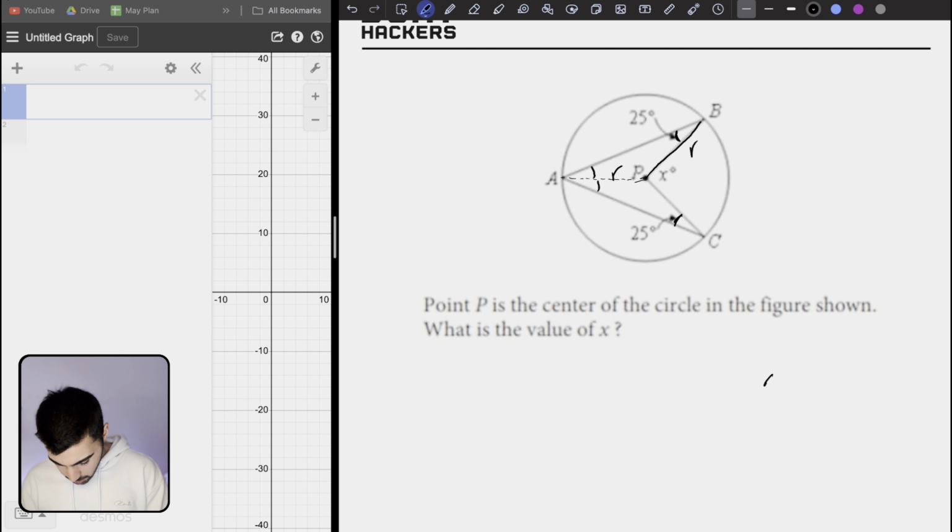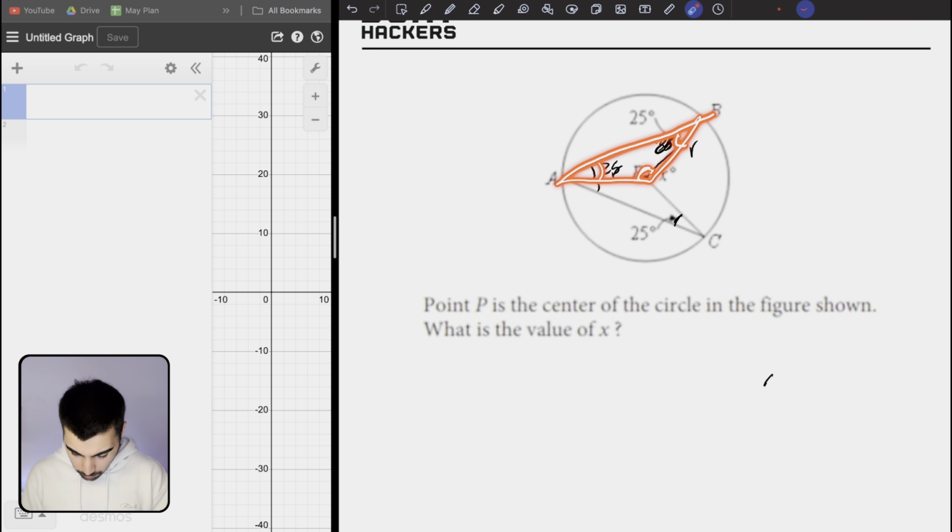Now what we can do, okay, we got it. So here's 25, here is 25. I'll just write 25 here. So what is this angle then? In this triangle, here's 25, 25. What is this angle? It's going to be 180 minus 50, right? The sum of these is 50. So 180 minus 50 is going to give us 130. So then this angle is 130. This angle is also 130.